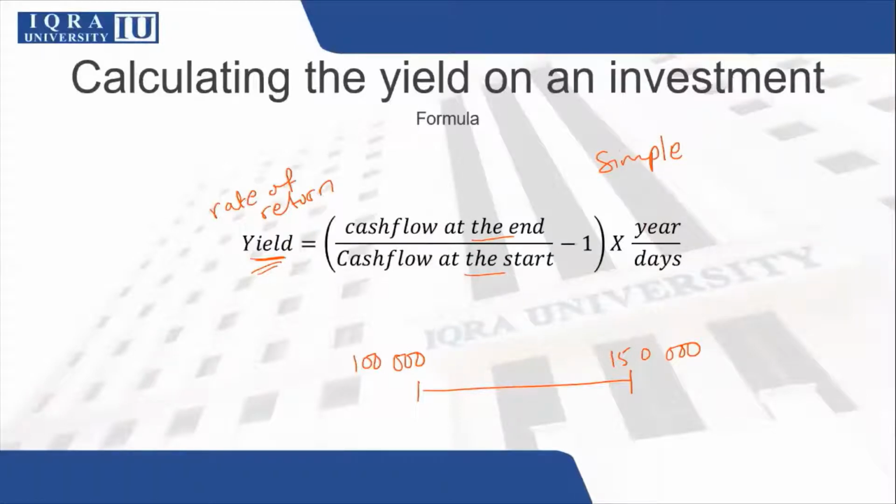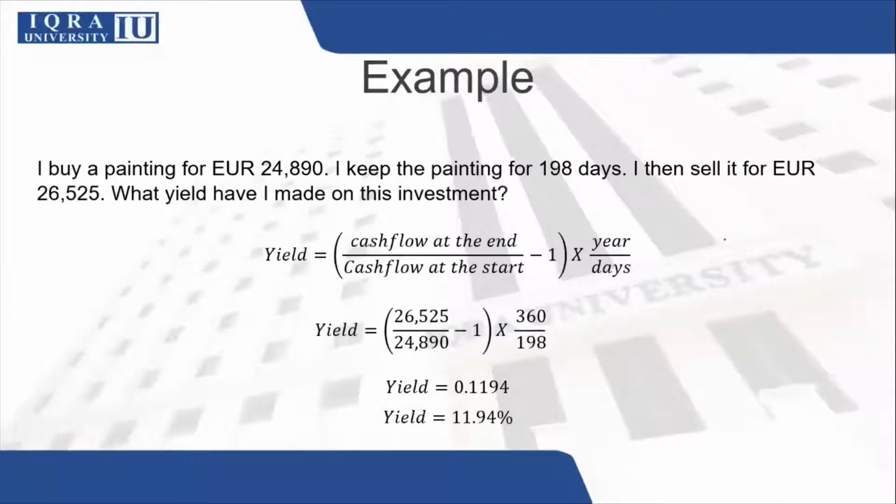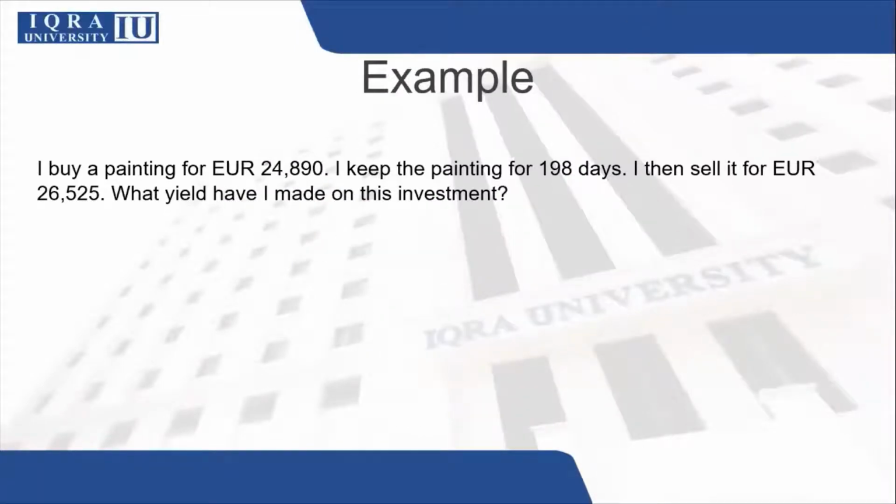So it is going to work only when there is one investment at the start and then there is one cash flow at the end. If there are cash flows in the middle of the investment, then you will have to use the compound interest formula because then there will be compounding. But we're just going to do the simple interest formula for now. So let's do a practice question.